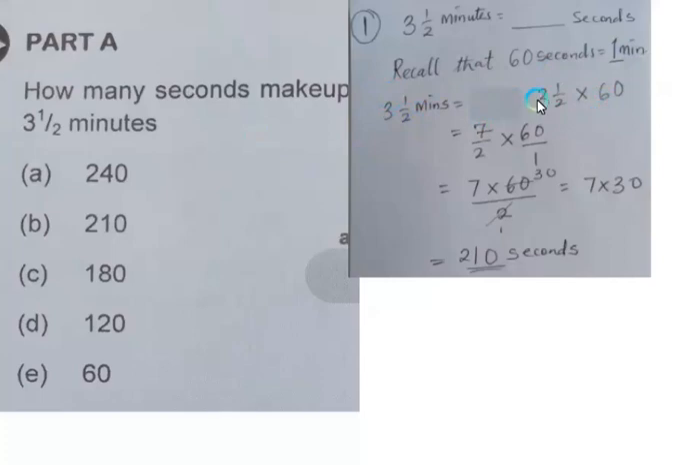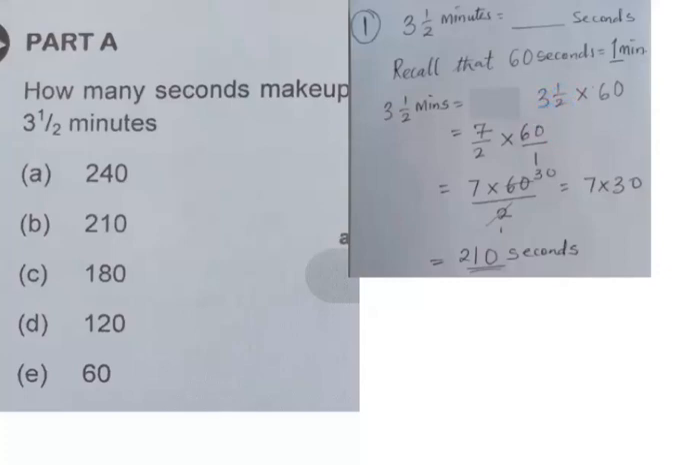Now if you look at 3.5 here, it is a mixed number, right? It's not just a whole number, and it's not just a proper fraction. I believe by now you understand the difference between fractions and whole numbers, and also the types of fractions that we have. If you have problems understanding fractions and their types, do not hesitate to reach out, and I'm going to explain in detail. Okay, so now you can see 3.5 multiplied by 60.